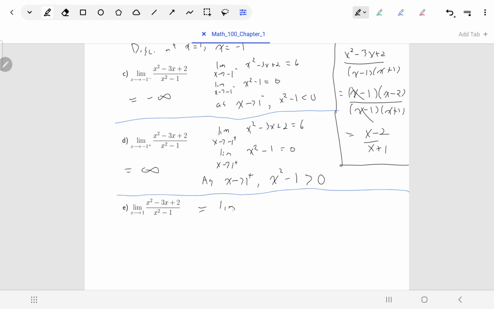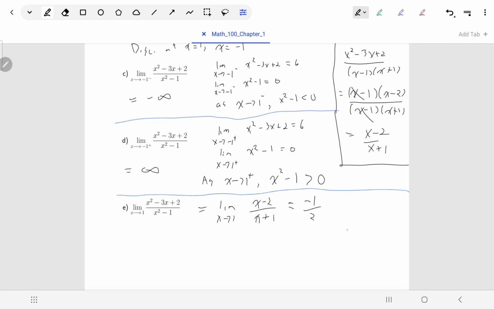I know that if I were to simplify my function, it simplifies to give me x minus 2 over x plus 1. And now I can evaluate this limit because as x goes to 1, the top is going to just a nice number. That's going to negative 1. And the bottom is also going to a nice number. It's going to 2. So our limit actually is negative a half.